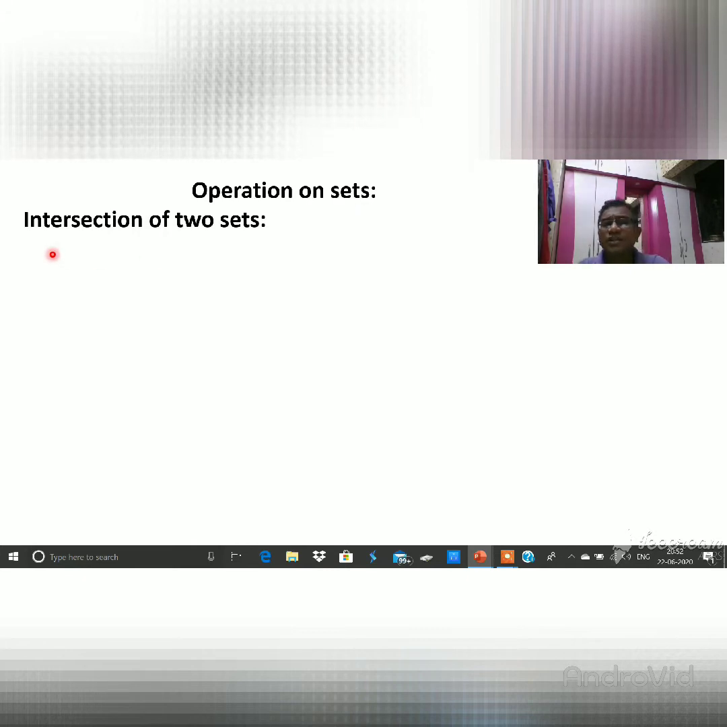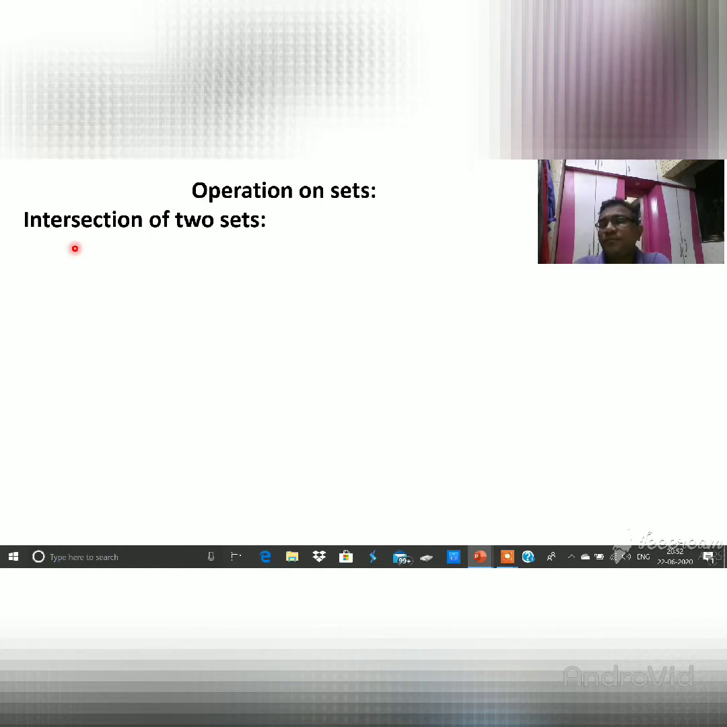So the first basic thing is operation on sets. Operation means what? Operation means a process which is done on a set. So which process are we doing on a set? The first process done on a set is the intersection of two sets. What is the meaning of intersection? Suppose you take two sets together, and in those two sets they have something common. Whatever is common is called the intersection.